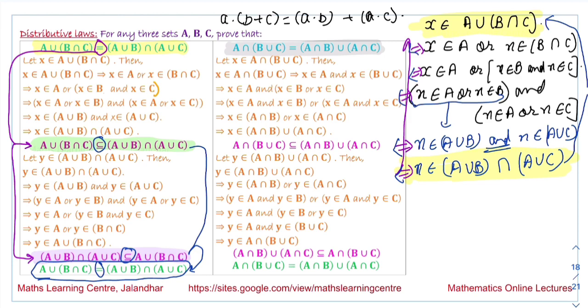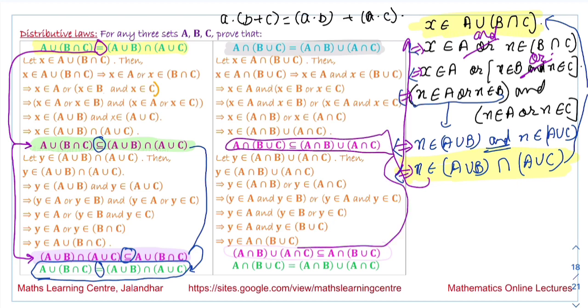Similarly, if we replace this OR with AND and this AND with OR, we will obtain these second results. We are talking about these results over here. We will obtain that the first is a subset of the second and the second is a subset of the first. On combining these two, we will get the final result in this form. And both these results are the distributive laws for sets, for distribution of union over intersection or intersection over union.